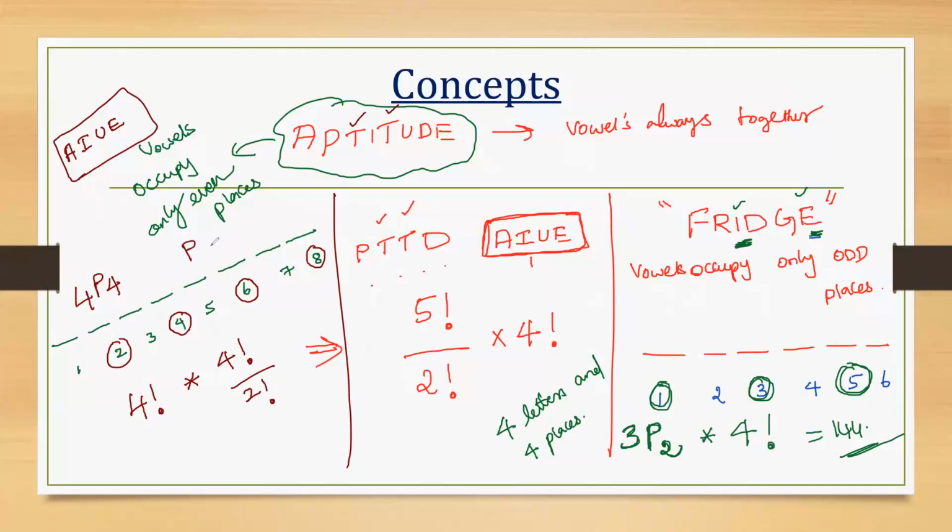Since we have remaining P, T, T, D, right? So remaining 4 letters, 4 places. But T is repeated 2 times. So 4 factorial by 2 factorial. Is it clear how to find this? Is it clear? Any doubt?